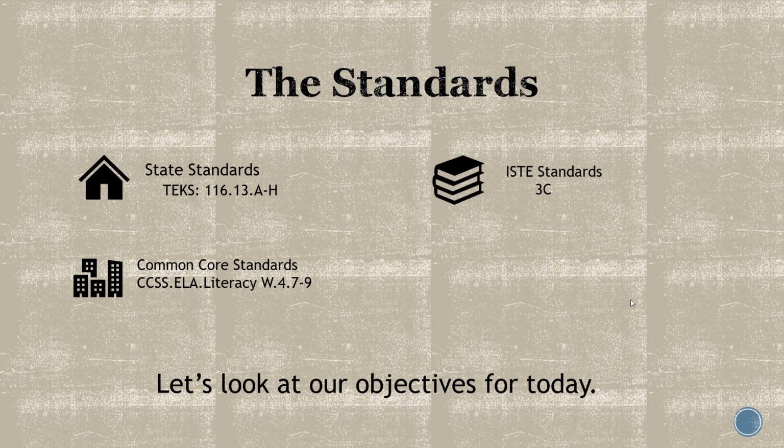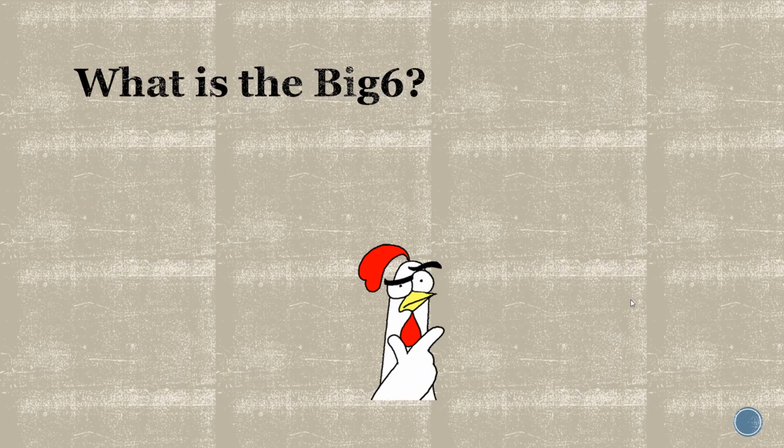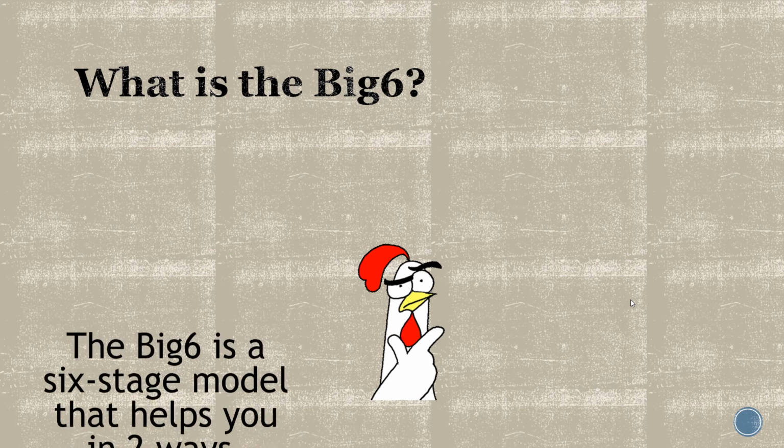Then we have our ISTE standard, and that's your knowledge constructor. And what that means is that you're going to gather resources, and then you're going to create a project that represents your understanding. And then finally, we're going to look at the AASL standards. And with this one, this is having a need to gather information and then coming up with questions about a certain topic. So what is the Big Six?